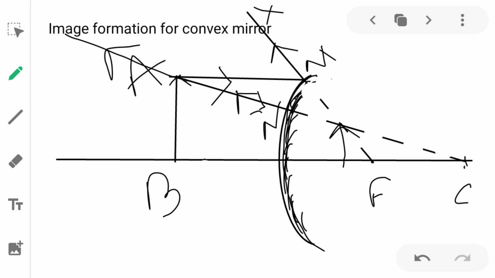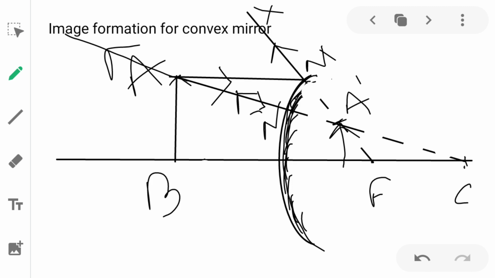So for an observer, the two reflected rays appear as if they are coming from this point. The two reflected rays appear as if they are meeting at that point. Actually, they are not meeting at that point. They are not meeting at point A dash. They appear as if the reflected rays are meeting at point A dash, emerging from the point A dash.